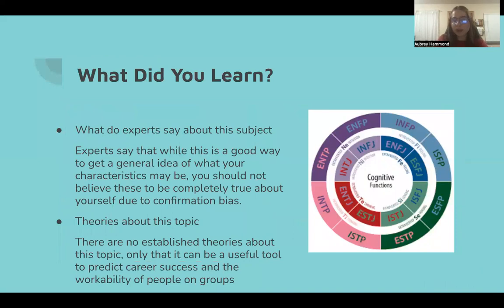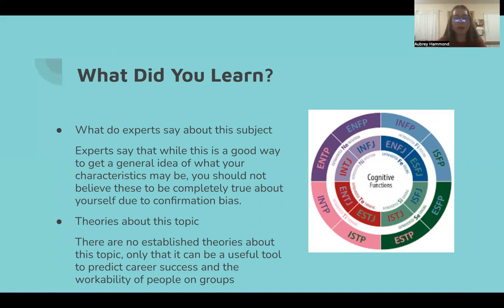I learned what experts say about this topic. They say that while it is a good way to get a general idea of what your characteristics may be, you should not believe these things to be completely true because of confirmation bias, which is just another phrase for: if you take the quiz and you want a certain outcome, you can skew your results by picking the questions you think will lead to a certain outcome.